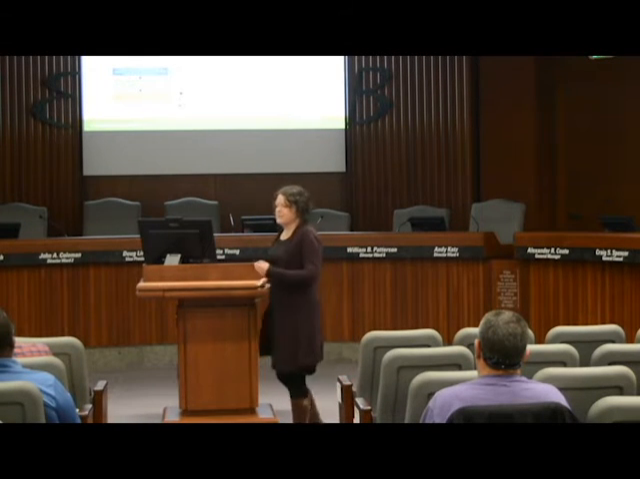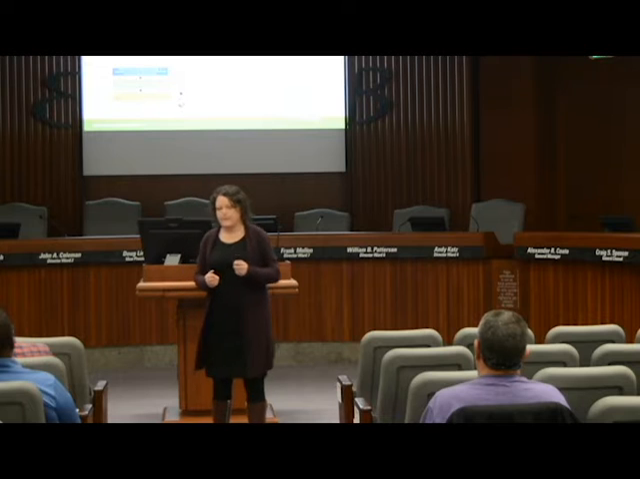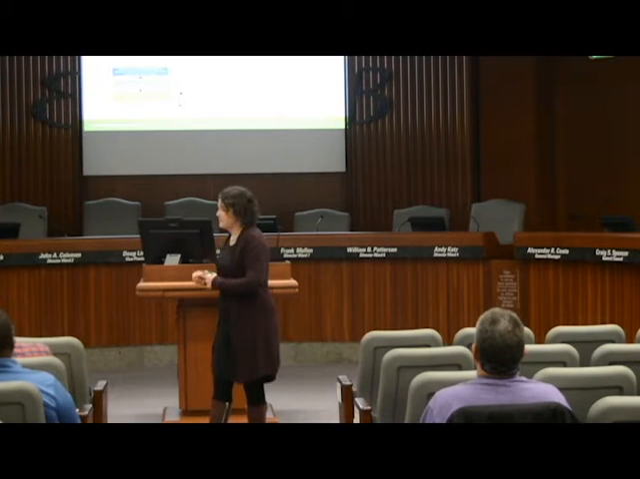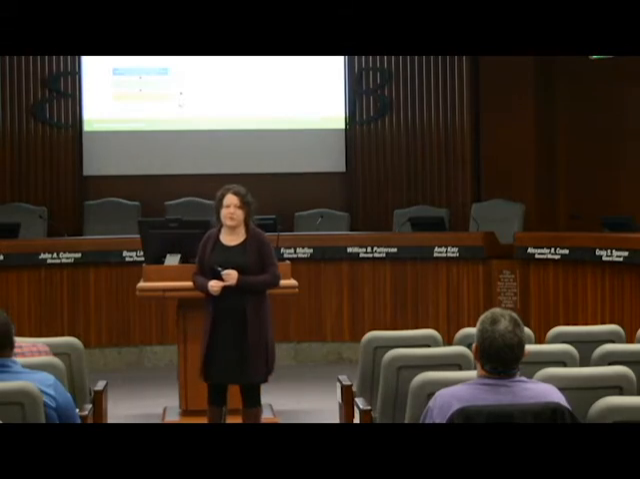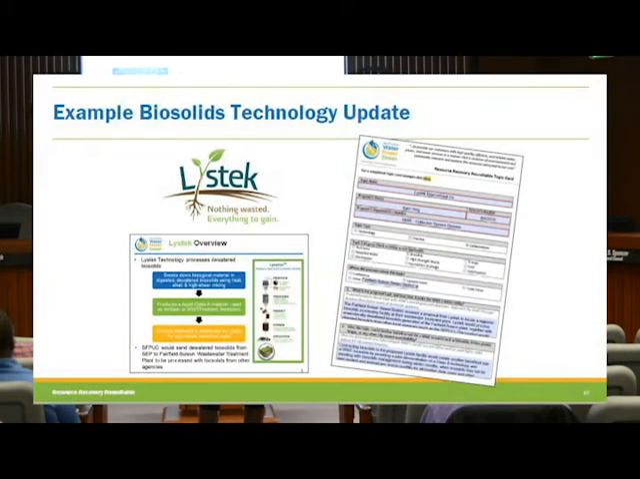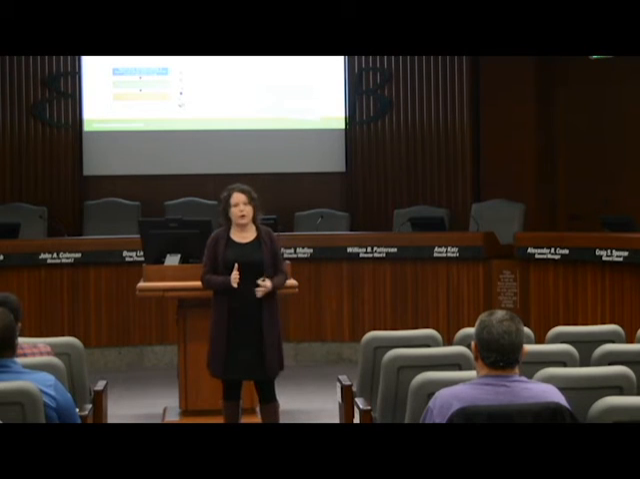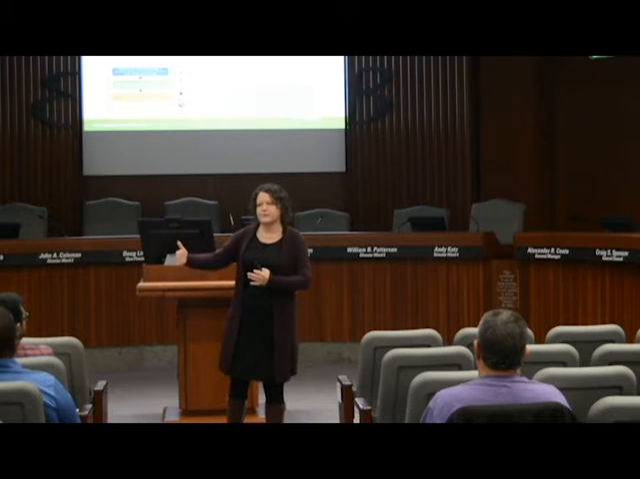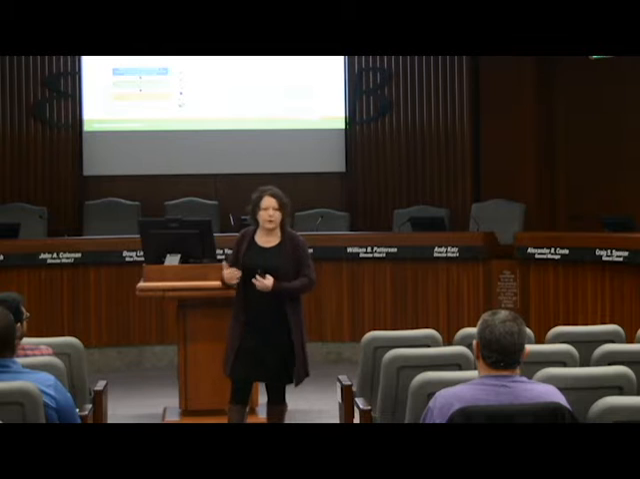So I wanted to give you an example of a real-world process that underwent this prioritization process, and that's the ListTech. It's a biosolids conversion process that takes biosolids that have already undergone digestion, and then further processes the biosolids through a thermohydraulic process.